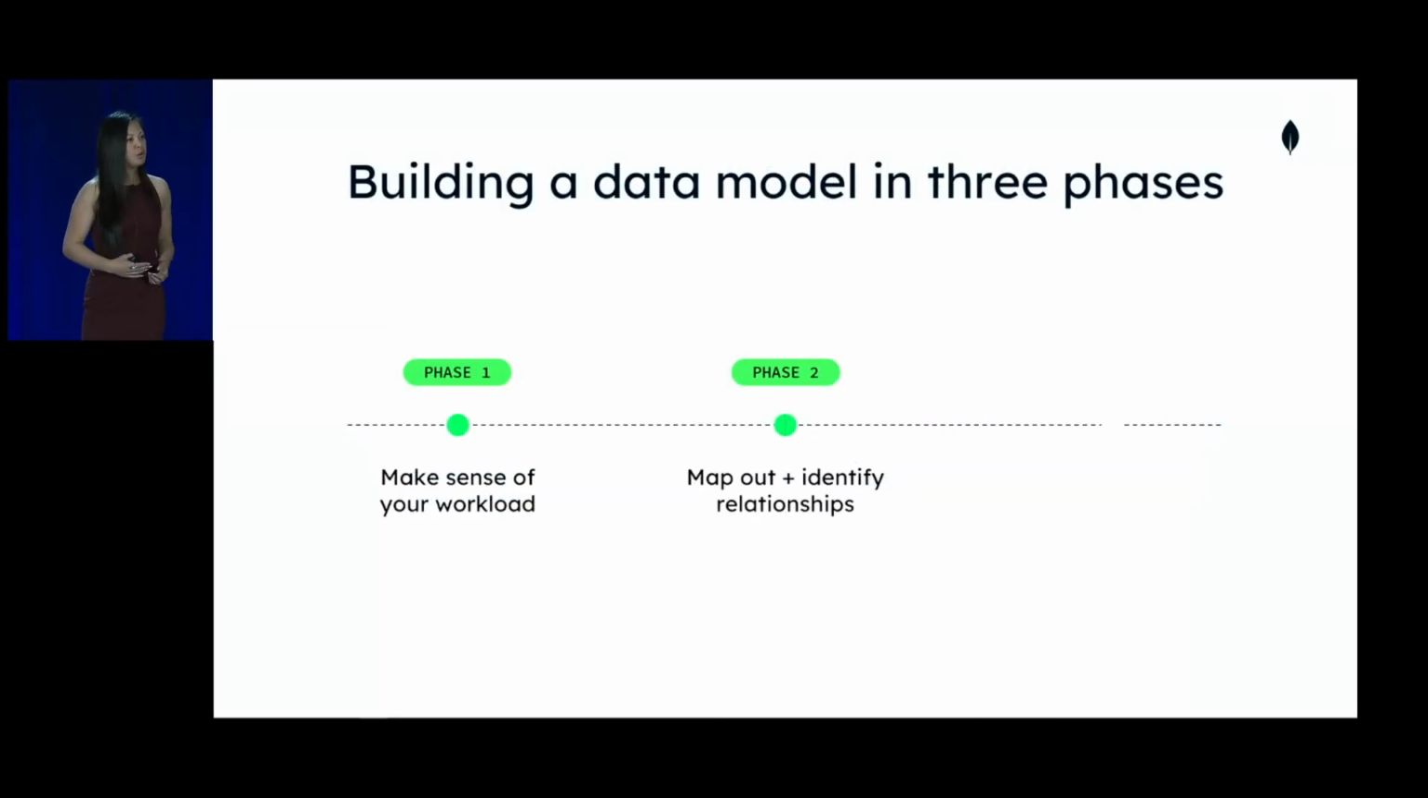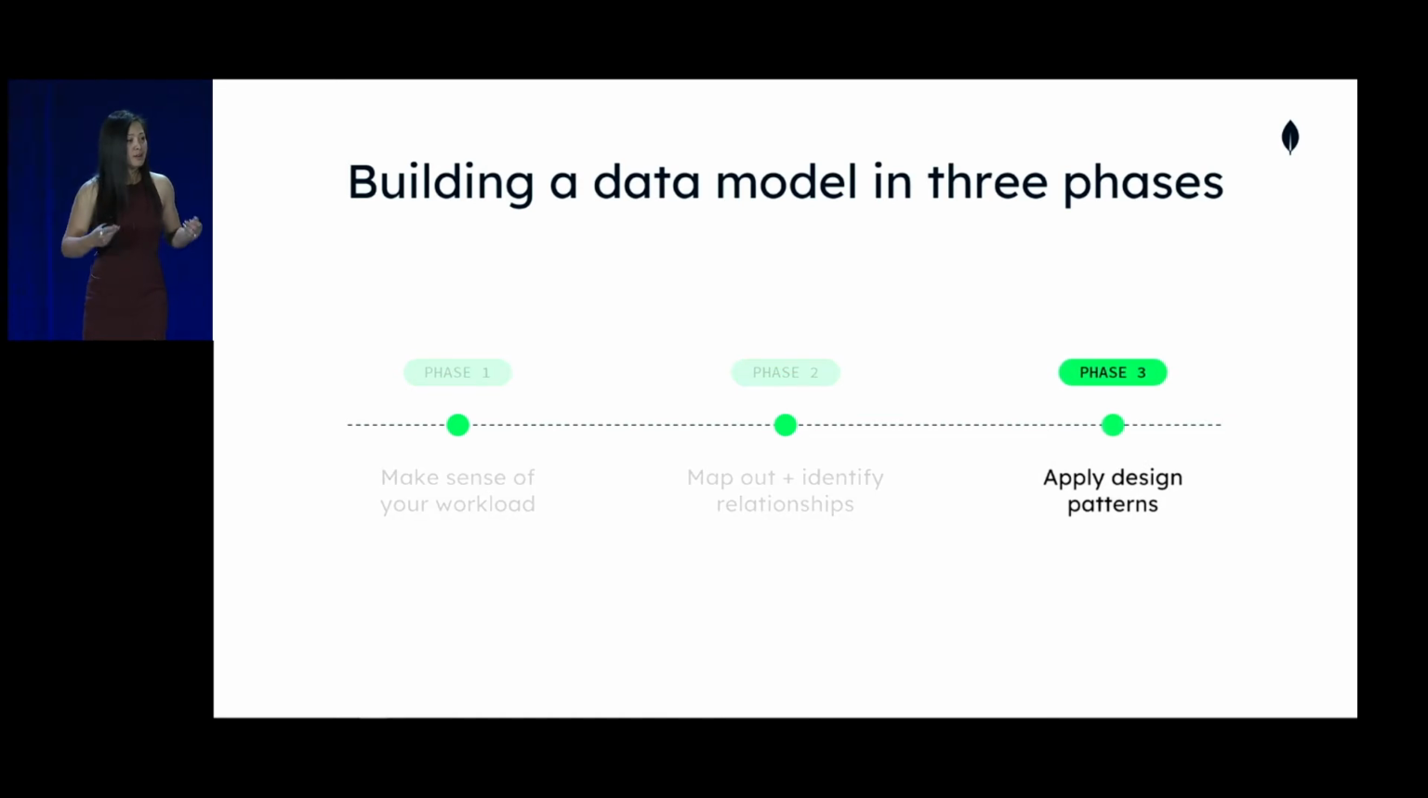So we've made sense of our workload. We found every piece of data that we possibly could on our data, our characteristics of our data. We've mapped out and identified what are the different relationships in that data, what are the entities that we are dealing with in our application. And now we come to the third phase, which is applying design patterns, which, as a caveat, you don't always need to do. So this is part of this approach, but this is not a prescriptive approach, meaning you don't do every single phase. You do it as needed, and you do it as you see fit.